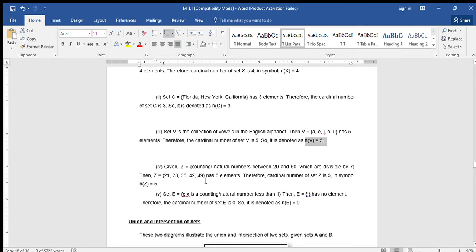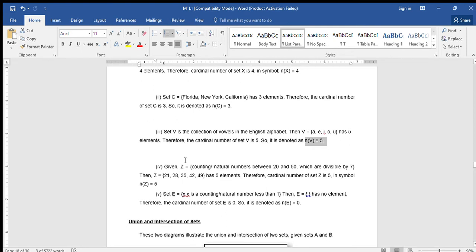Number 4, given Z is equal to counting natural numbers between 20 and 50 which are divisible by 7. So, ang mga numbers daw, sa tunga-tunga ni 20 and 50, so mag-start at 21 to 49, tas mangita ta sa mga numbers na ma-divide sa 7. So, unsa man, 21, 28, 35, 42, and 49. So, we have 5 elements.